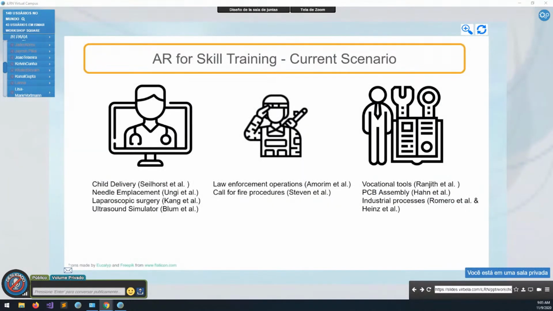Coming to the related work or the current scenario which exists, augmented reality has been used for skill training, but that has mostly been limited to the medical domain, where things like child delivery, needle placement, laparoscopic surgery, ultrasound simulator, etc., have been explored using augmented reality. It has been used to some extent in military training, where people are taught about law enforcement operations, call for fire procedures, and things like that. And some very preliminary work has been done in the field of vocational training using AR, where people have been taught about things like industrial processes, PCB assembly, and vocational tools in AR.